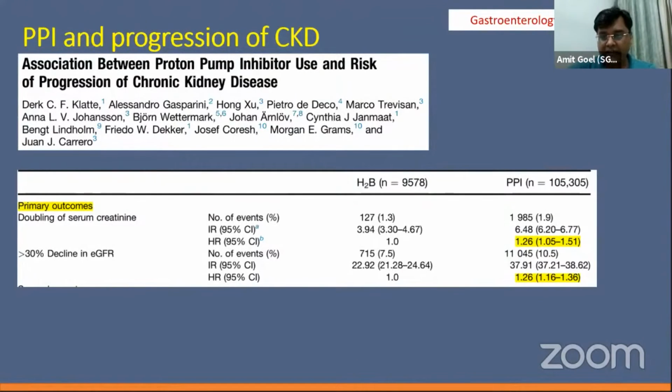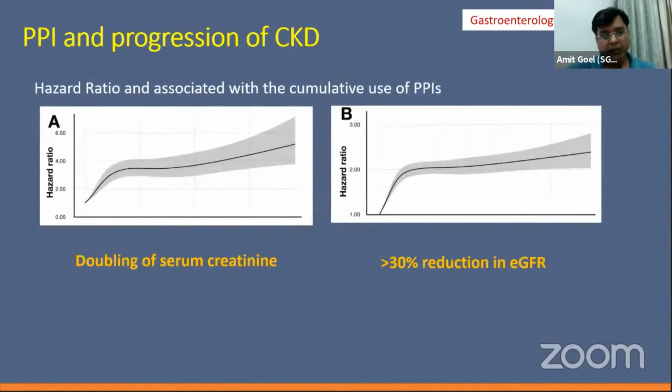So the risk was higher with PPI, again could be related to the higher degree of acid suppression or could be related to the molecule itself, we don't know. And the risk of GFR reduction was also higher. This risk kept on increasing with the cumulative use of PPI. As the time passed and more cumulative use of PPI has done, the risk of doubling of serum creatinine or reduction in GFR was increased. Hazard ratio was increased in PPI user and H2RA user as compared to non-user.